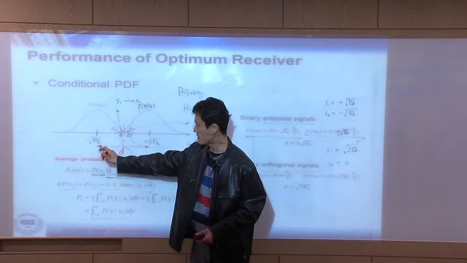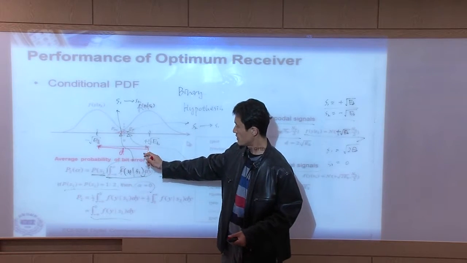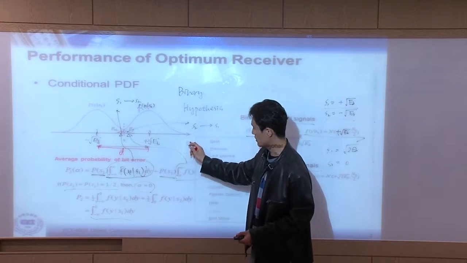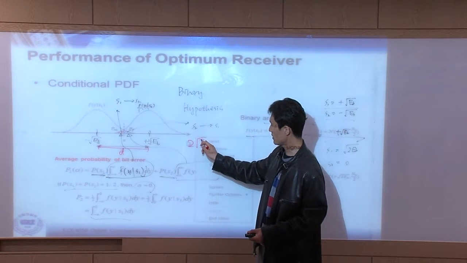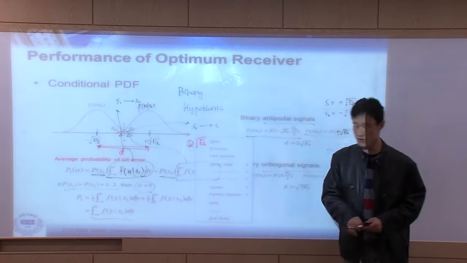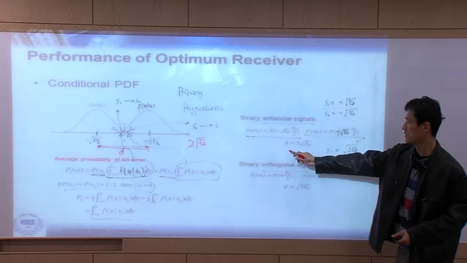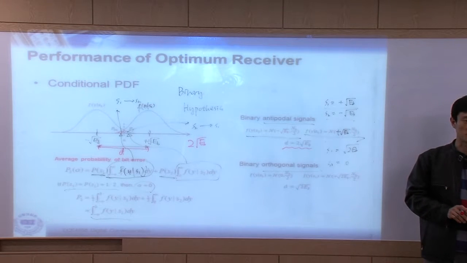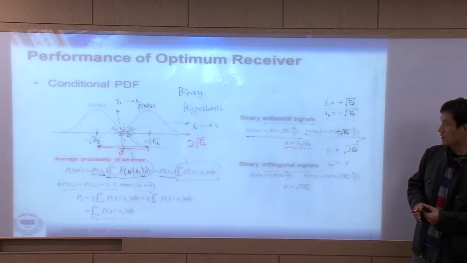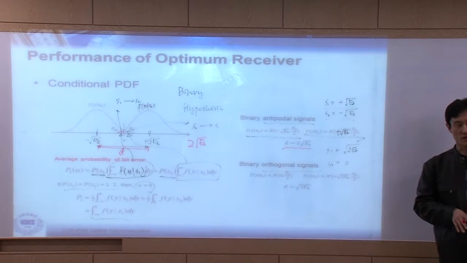Remember D, right? D is a very important parameter here. Distance between these two is 2 times root square EB. That is the distance between these two, right? See here? D is 2 times root square EB. That's the case of antipodal signaling.